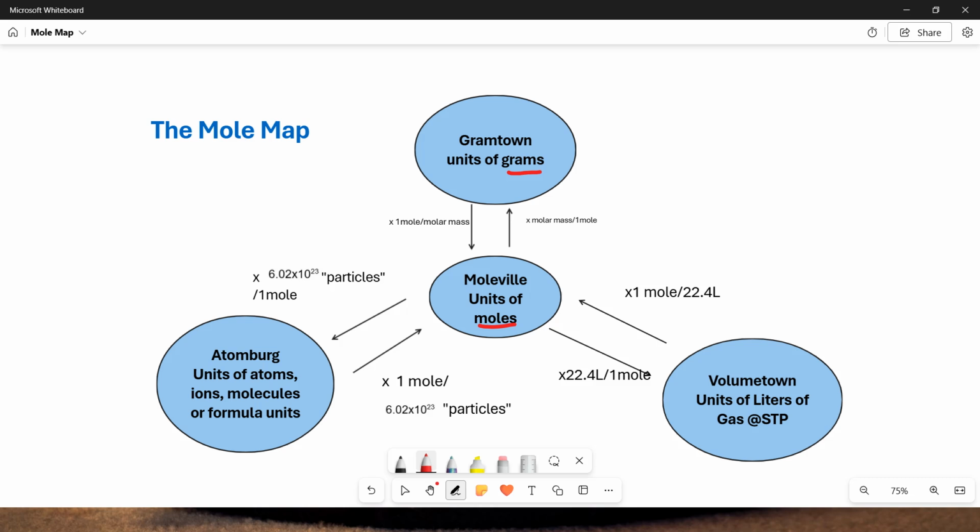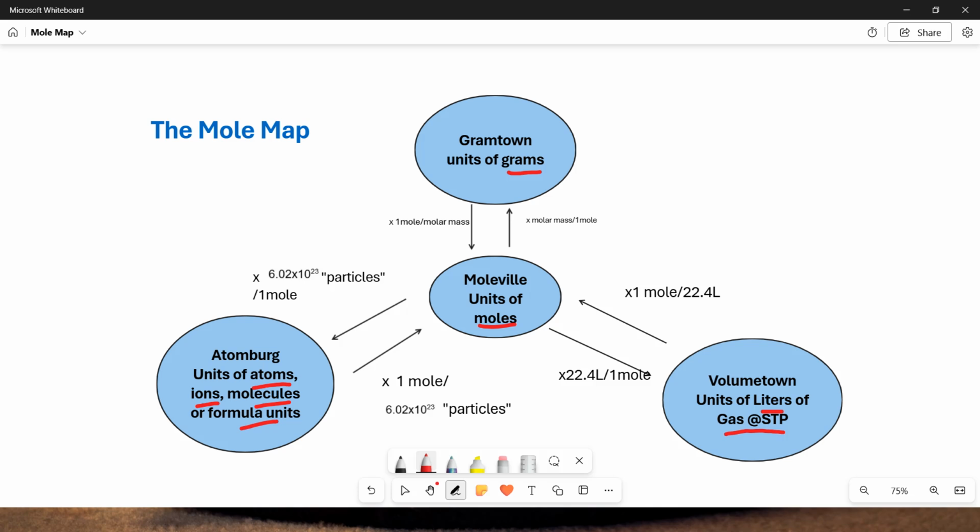Down in the bottom left corner, I can go to Atomberg, which has atoms, ions, molecules, formula units, and probably many more other types of labels that we could go to. And down in the right corner, we can go to liters of a gas if it's at STP. And STP stands for standard temperature and pressure, and that is measured at sea level.